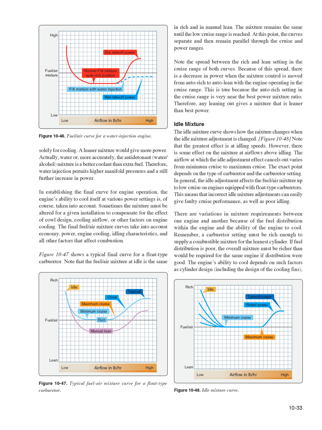This is true because the auto-rich setting in the cruise range is very near the best power mixture ratio. Therefore, any leaning out gives a mixture that is leaner than best power.